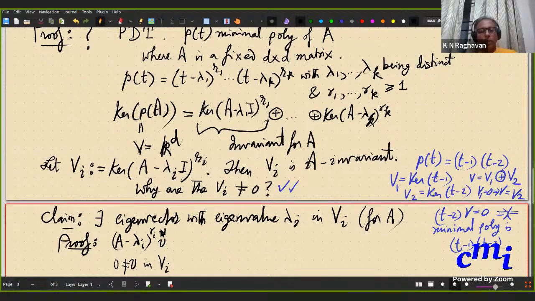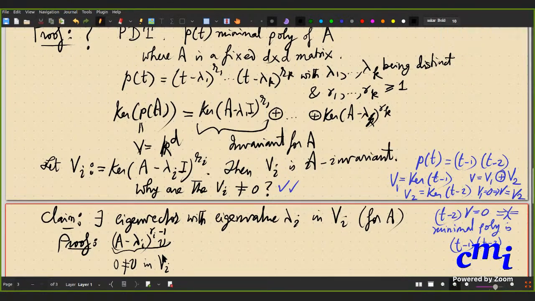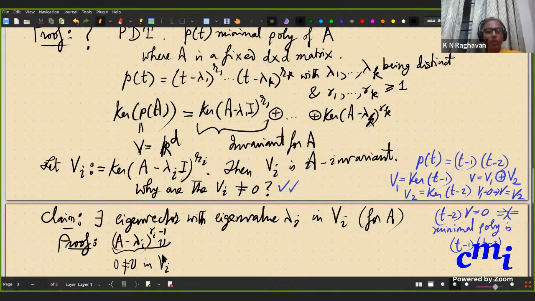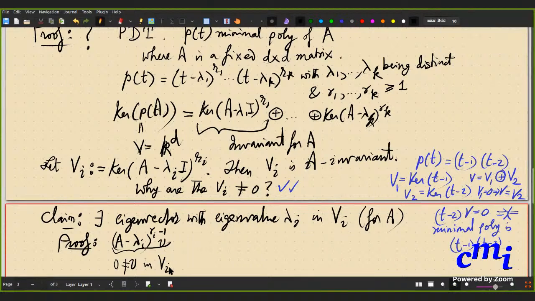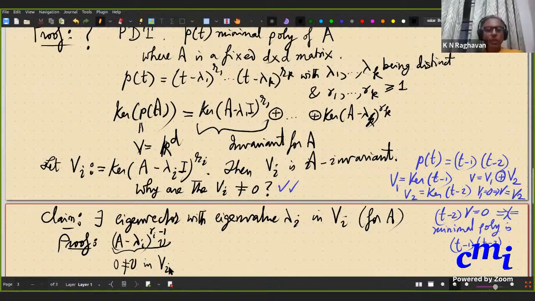In order for your claim to be true, A minus lambda I kills this, but why is this non-zero? Because we take the algebraic multiplicity to be Ri, right? So what? You just took some V. But you just said V is in Vi. I took some arbitrary non-zero vector V in Vi. Then this could very well be 0, right?